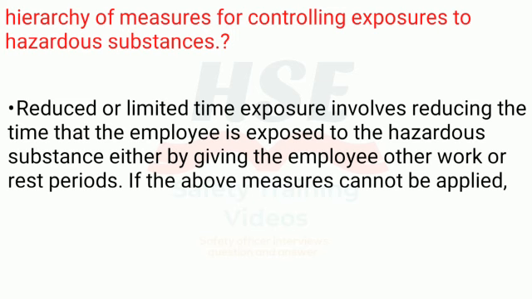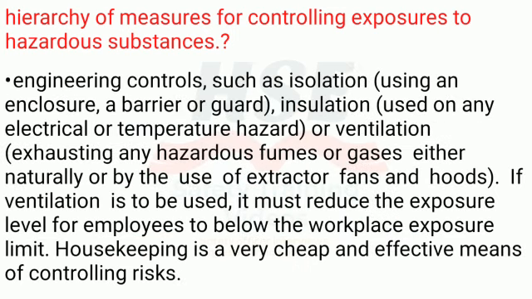If the above measures cannot be applied, engineering controls, such as isolation, using an enclosure, a barrier or guard, insulation, used on any electrical or temperature hazard, or ventilation, exhausting any hazardous fumes or gases either naturally or by the use of extractor fans and hoods. If ventilation is to be used, it must reduce the exposure level for employees to below the workplace exposure limit.